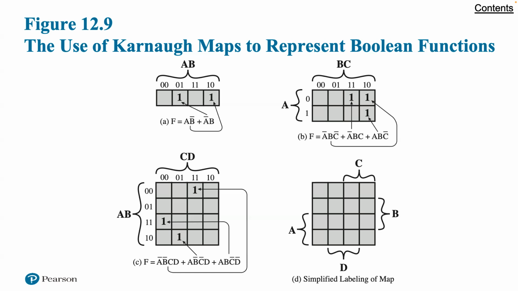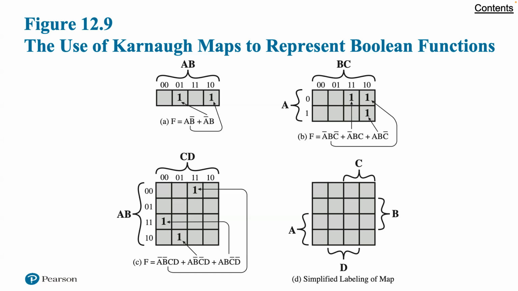In the case of 3 variables, the representation is an arrangement of 8 squares. Figure 12.9b shows this, with a value for one of the variables to the left, and for the other 2 variables above the squares. For 4 variables, 16 squares are needed, with the arrangement indicated in figure 12.9c. So it's getting a little bit more complicated. The map can be used to represent any Boolean function in the following way.